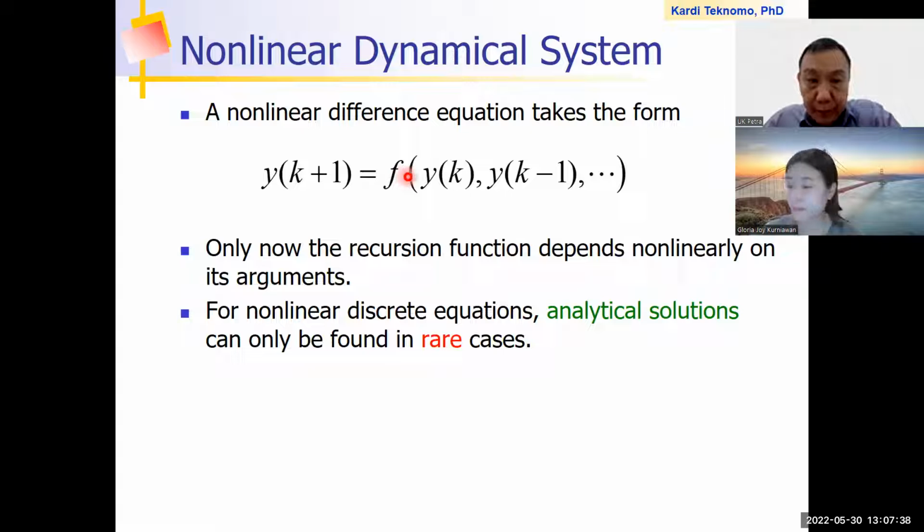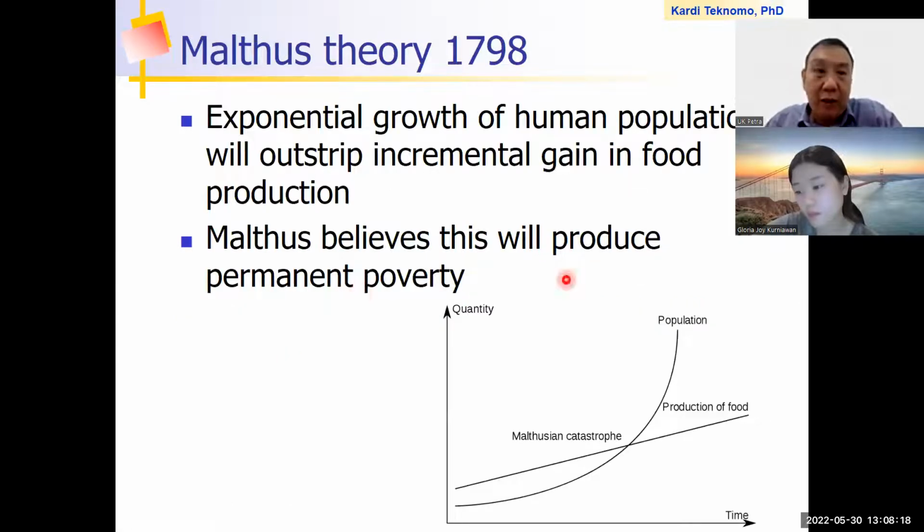For nonlinear discrete equations, an analytical solution can only be found in rare cases. If you can find a certain well-known equation whose solution people do not know yet, and you can solve it, then of course your name will be there forever. Literally forever, meaning someone will refer to your name again and again, 100 years from now. So this is still very active research. Let's start with the story of Malthus.